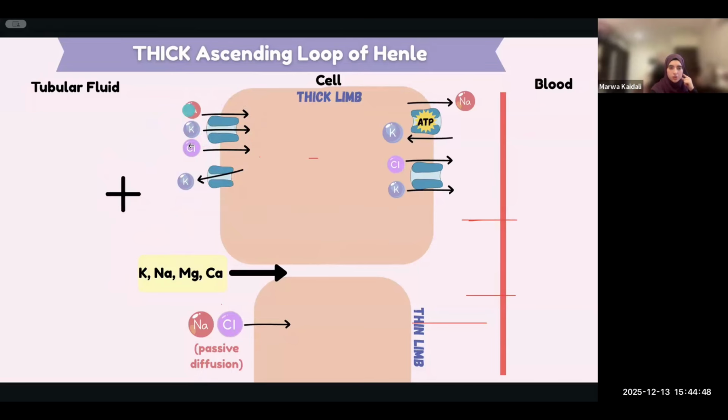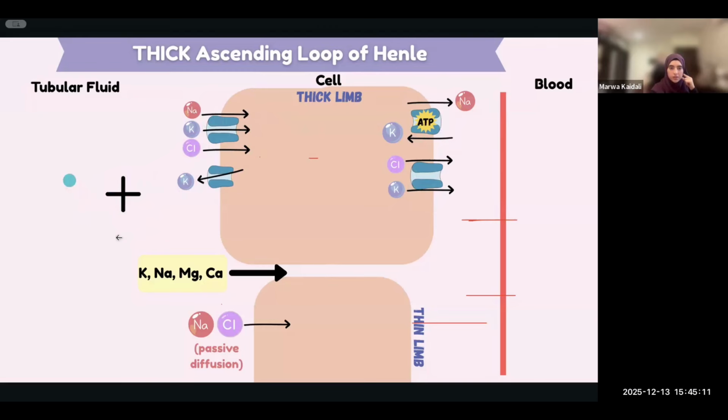So again, we have this sodium potassium chloride co-transporter. They're going to bring in sodium, chloride, potassium. Sodium is going to leave through the sodium potassium ATPase. Potassium and chloride are going to leave through a chloride potassium channel together. And then potassium is going to backleak, and it's going to cause the function of this channel to always be working. And it's also going to cause, most importantly, a positive voltage in the lumen.